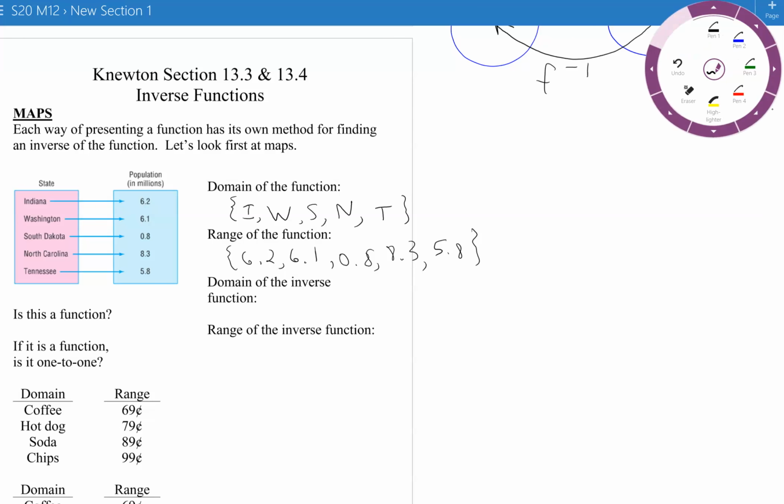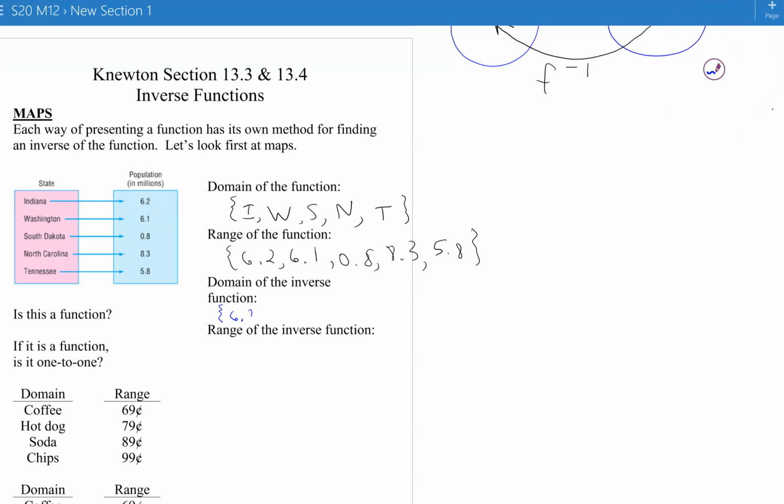So then we know that the domain of the inverse function is the range of the original function. The domain and range have switched jobs in effect. So if we're mapping back the other way, that's f inverse. So then the range of the inverse function is the same as the domain of the original function.